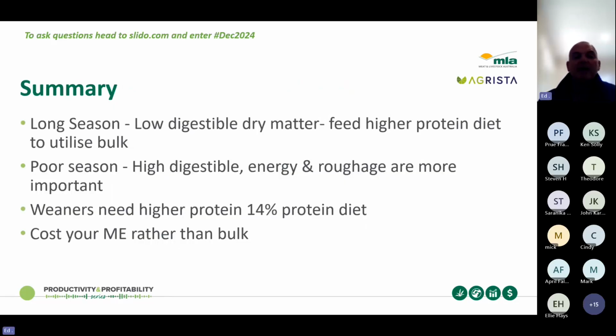So just in summary, when you're thinking about summer feeding, let's think about the long season and the poor season and the different aspects of that. Weaners, they need a high protein diet at 14% prior. That's the limitation, and that's what they need. And it's really important to cost your ME rather than just what the value of the grain is per tonne.